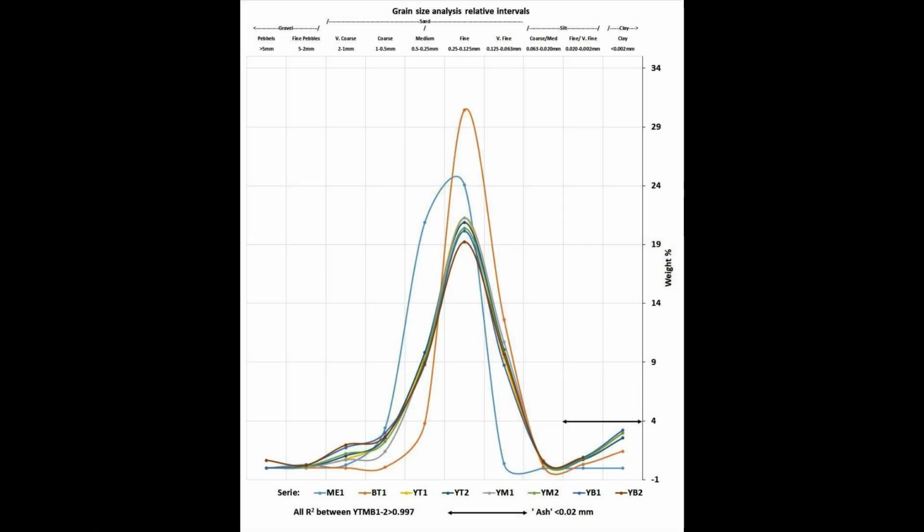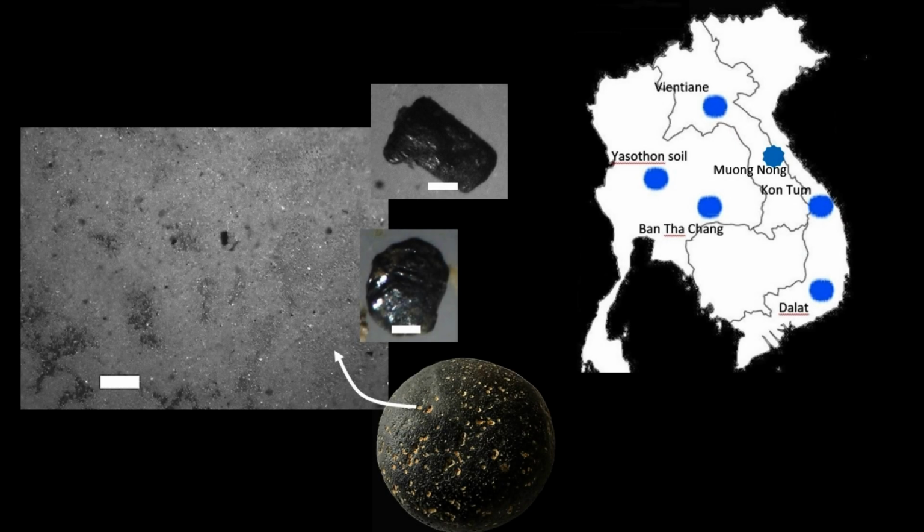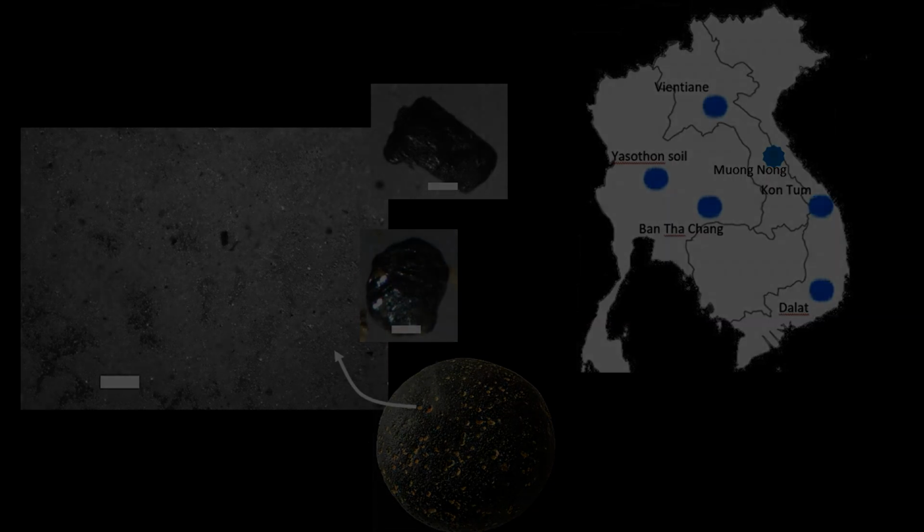The fine-grained comminuted quartz is also present in the Yasothon soil, but not in Mekong River sediments. This fine-grained comminuted quartz can be used as a tracer in the Khorat Plateau, as it is attached to the surfaces of tektites from Ban Tha Chong, Dalat, Kon Tum, Muong Nong, Vientiane and is found in Yasothon soils as well as iron concretions.